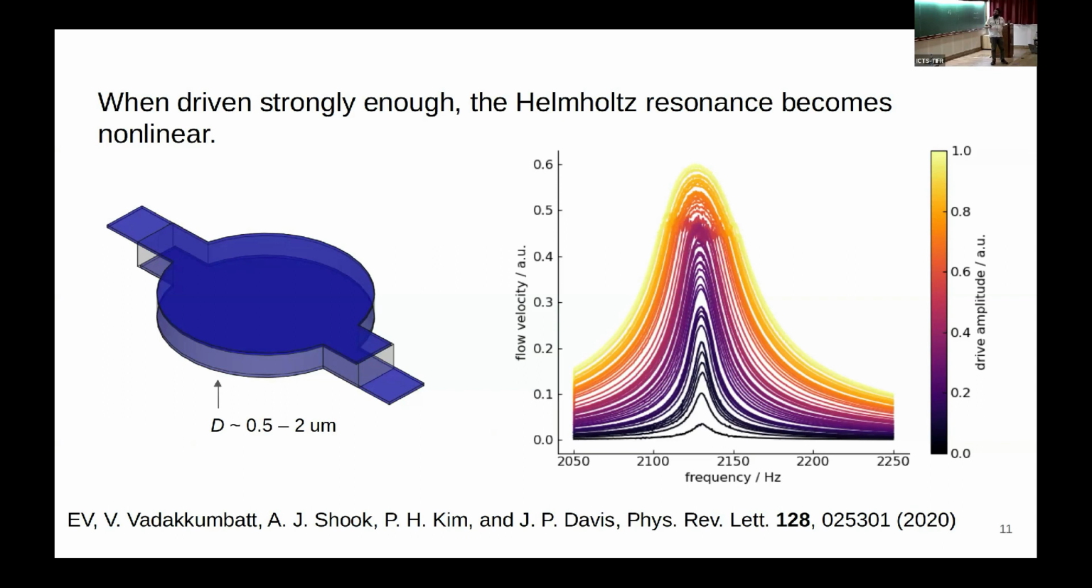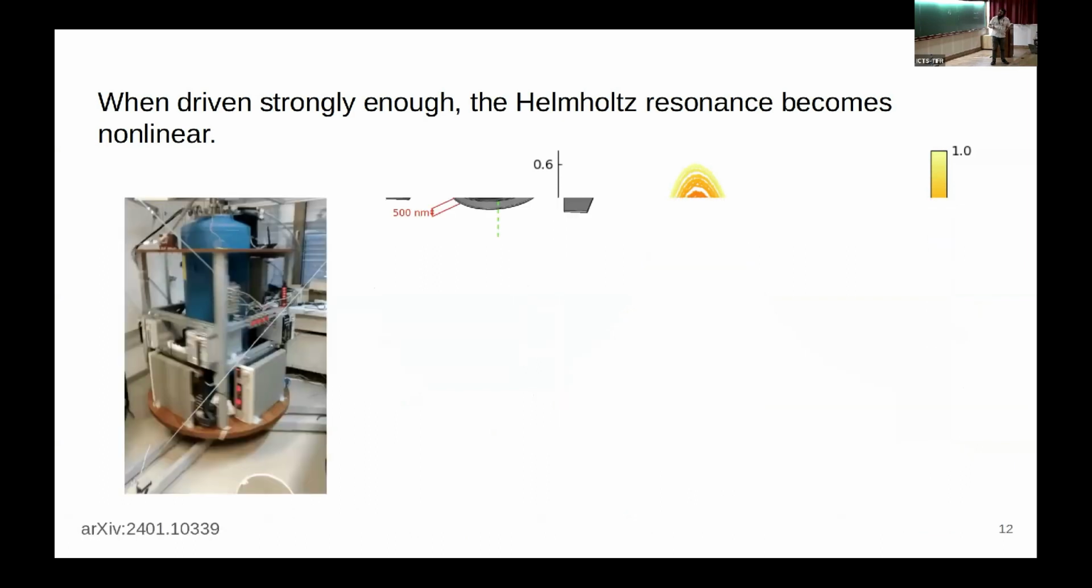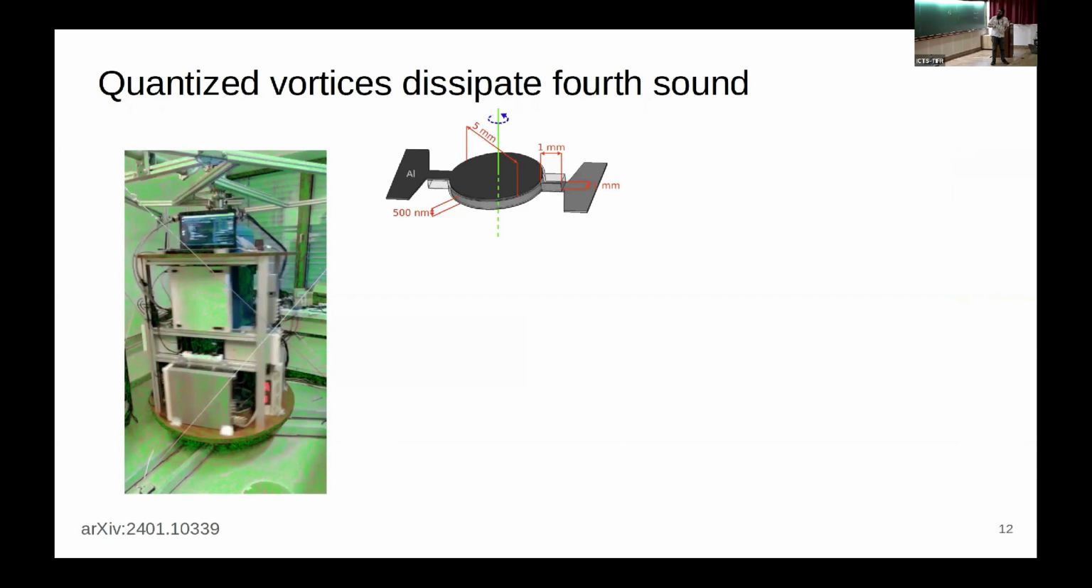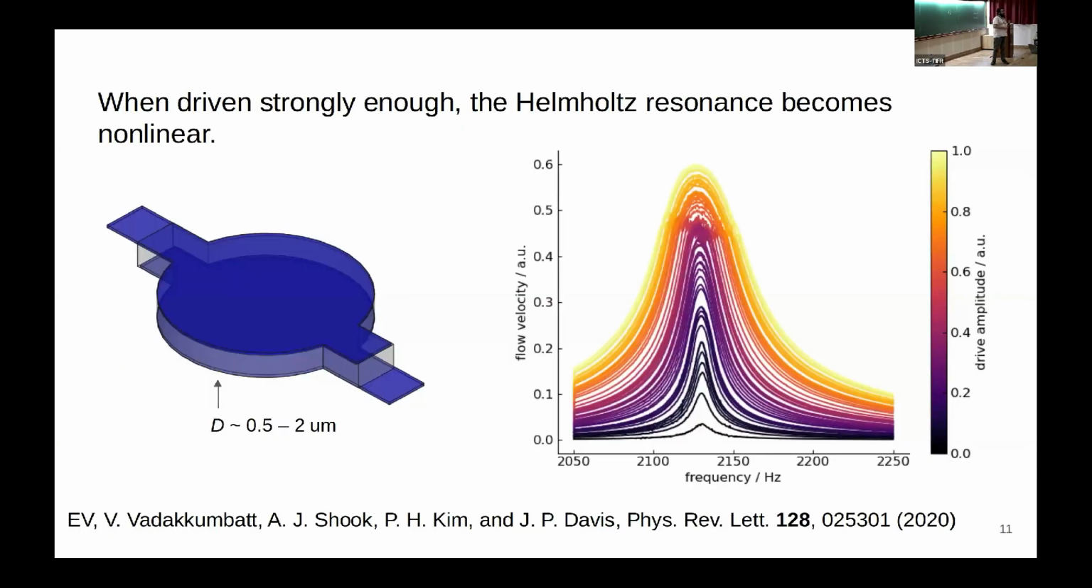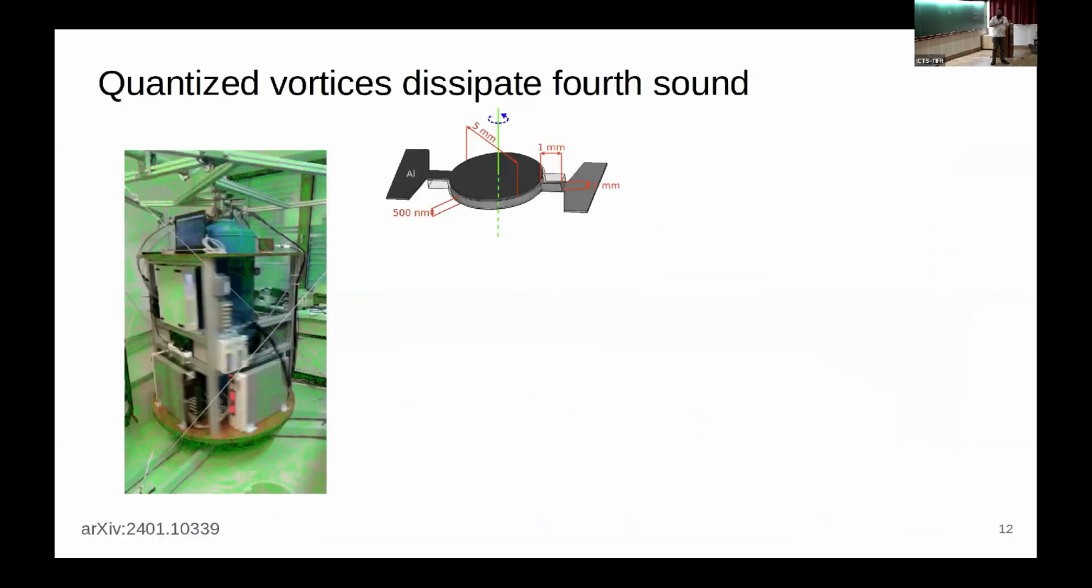So when we have a system like this and we drive it strong enough, we drive the velocity amplitude high enough, the resonant response of the device becomes nonlinear, and it becomes nonlinear in such a way that these Lorentzian shapes are kind of squished on top, that there is more dissipation than you would expect from the linear case. And this dissipation is due to vortices. How can we show this?